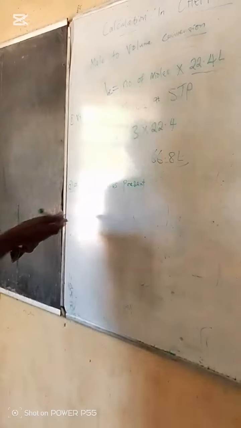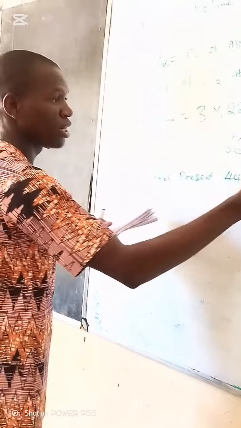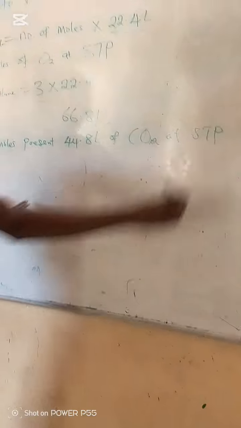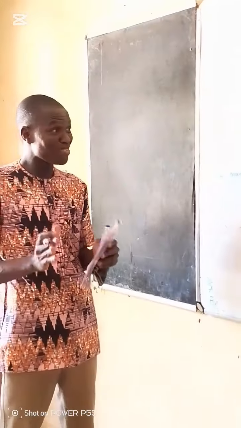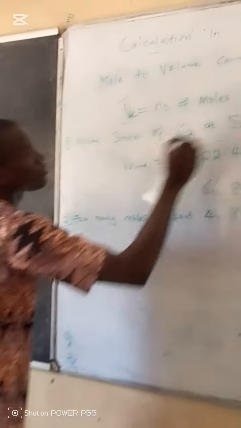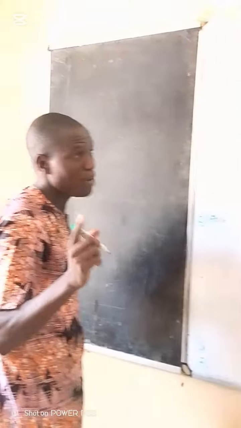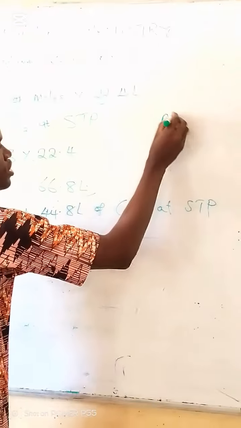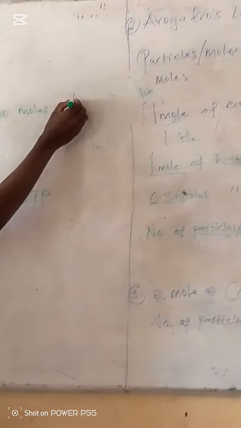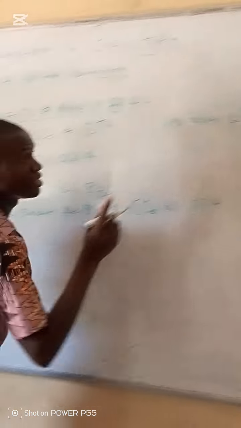Okay, are present in 44.8 liters of carbon dioxide at standard temperature and pressure. Yes. Now observe something. If you follow our formula, volume is now given, but they did not give the number of moles. Remember I said one formula earlier, I see number of moles. Number of moles is equal to, yes, who can remember the formula? Mass in grams over what? Molar mass, correct. Do you see it now?